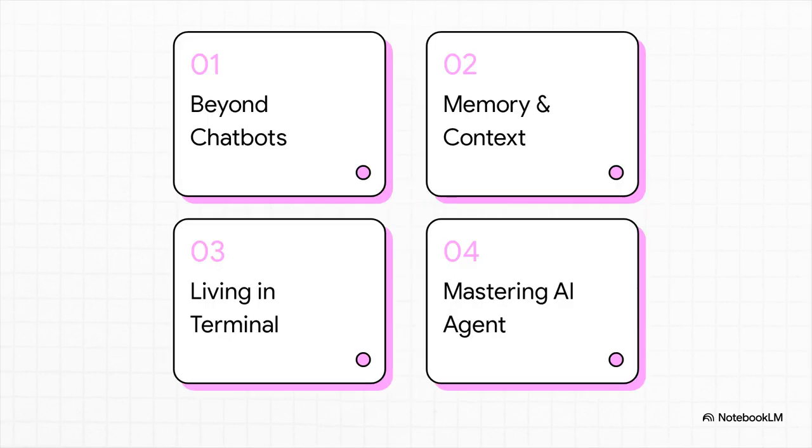Okay, let's dive into our roadmap for today. First up, Section 1, Beyond the Standard Chatbot. Then, Section 2, Memory, Skills, and Context. Section 3, Living in the Terminal. And we'll wrap up with Section 4, Mastering Your AI Agent.